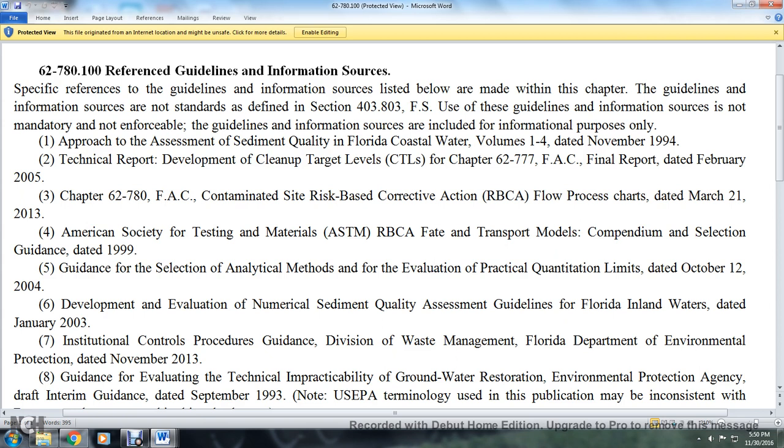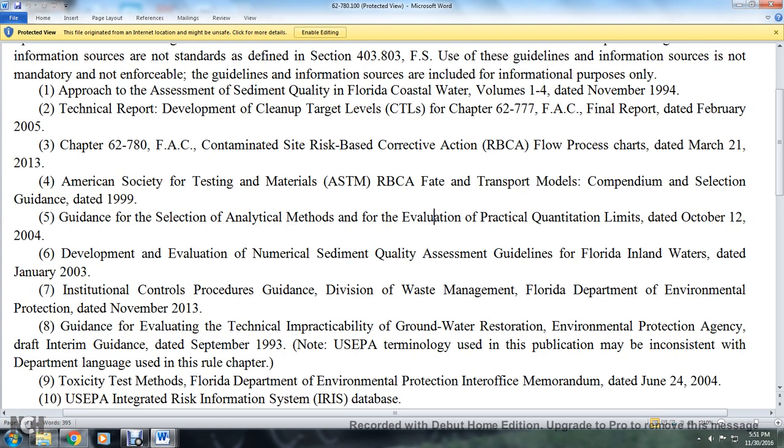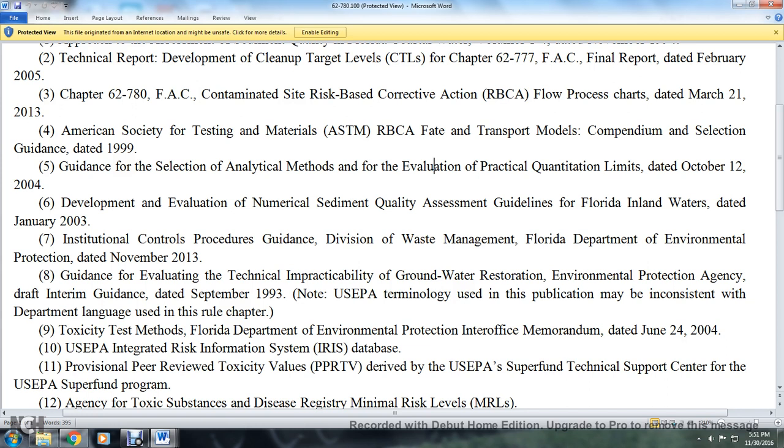Guidance for Evaluating Technical Impracticability of Groundwater Restoration, U.S. Environmental Protection Agency, interim final guidance, dated November 1993. U.S. EPA, U.S. Environmental Protection Agency. Terminology used in the publications must be consistent with the Department's language used in the rules of the chapter.